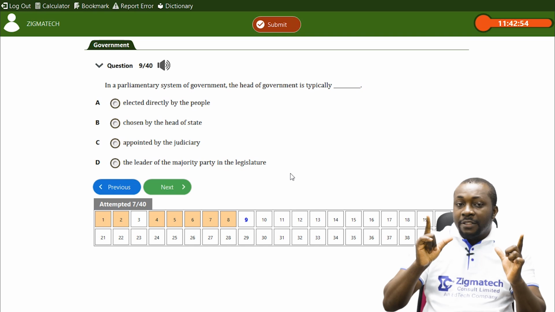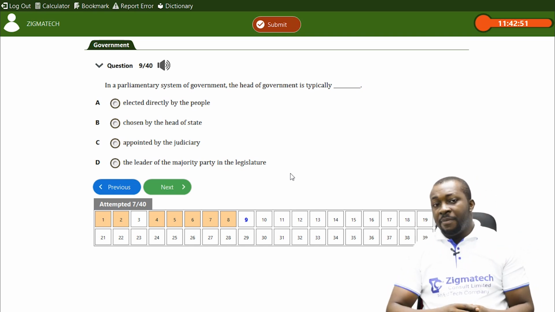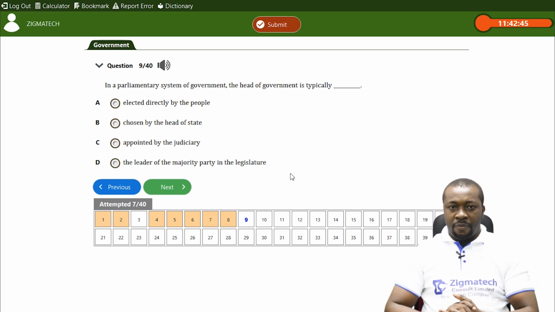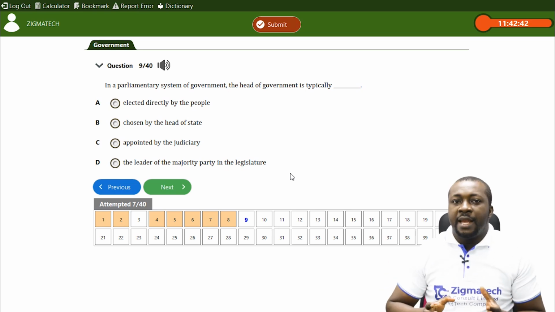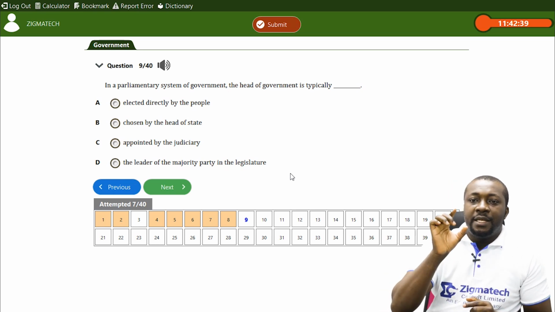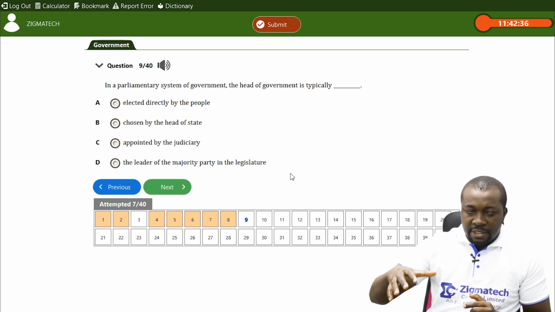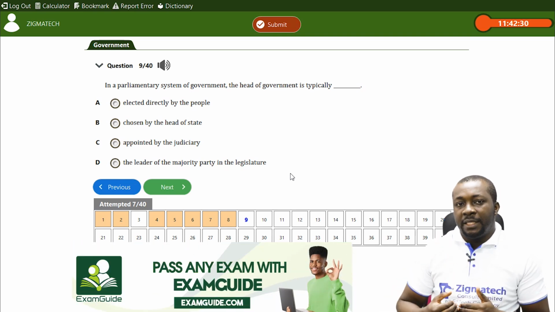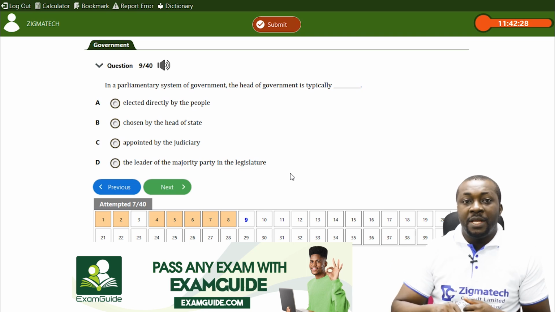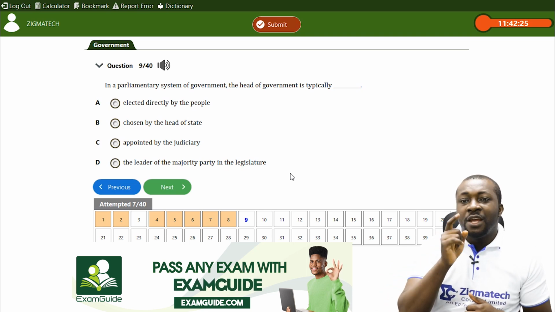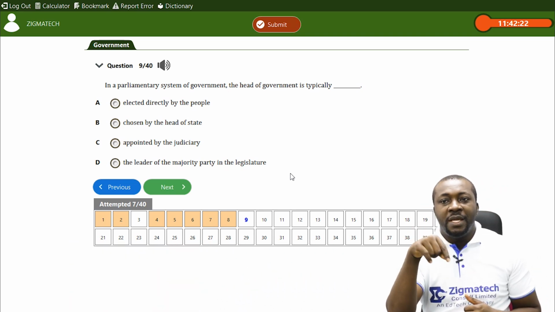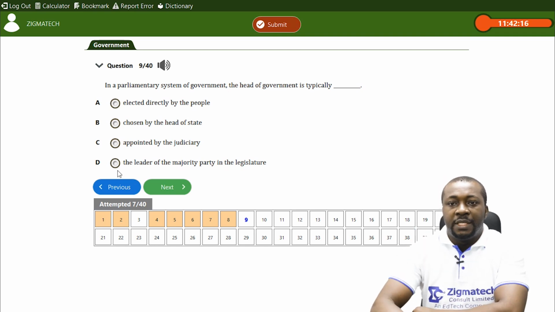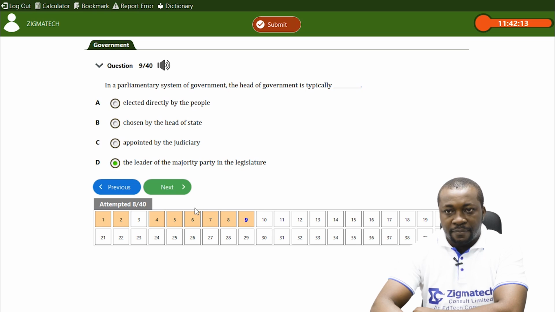We call it parliamentary or cabinet because of the role of the parliament, because it's about the parliament. The parliament is what is being elected by the people. Now, when the parliament convenes and is inaugurated, there is a party that will have the majority of seats in that parliament. The leader of that party is automatically inaugurated by the head of state to be the prime minister, that is the head of government. And that is why option D is the correct answer.